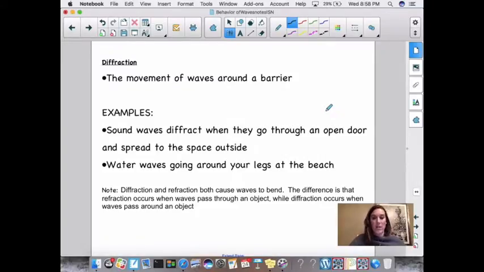Sometimes I can hear Mr. Hot. So not only does it go out his door and around, but it also goes out his door, around, and in my room. So it has the ability to bend around obstacles. Another example, water waves going around your legs at the beach.